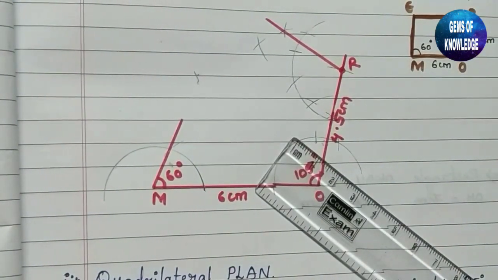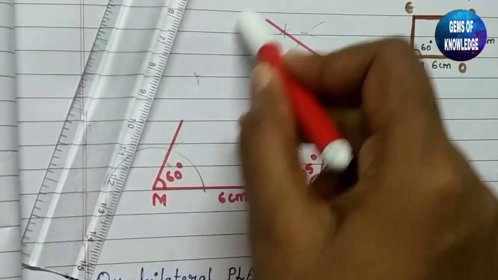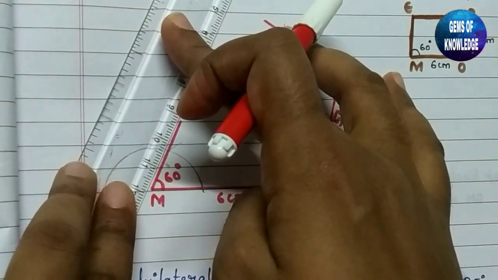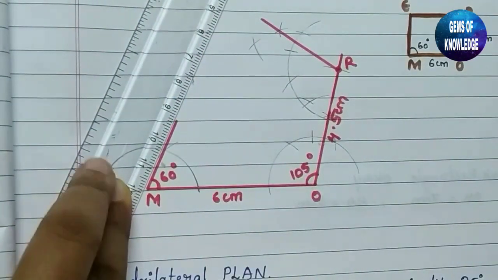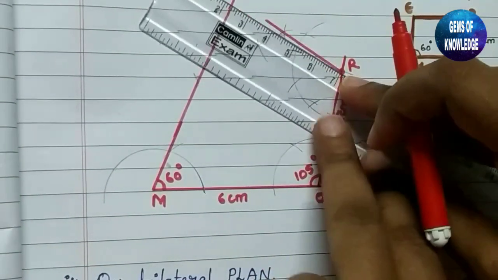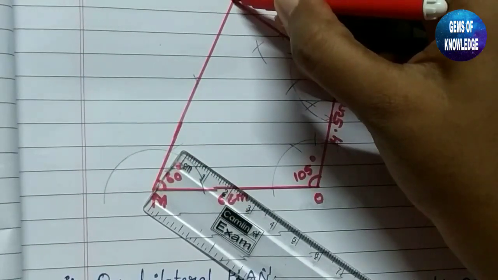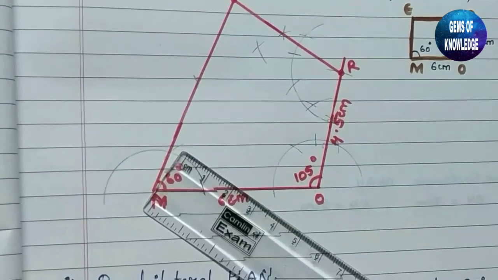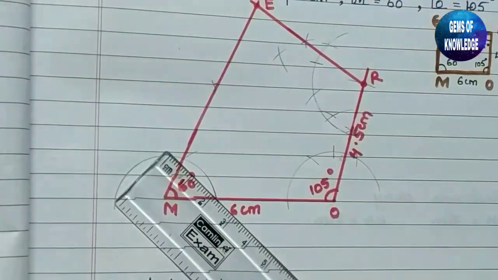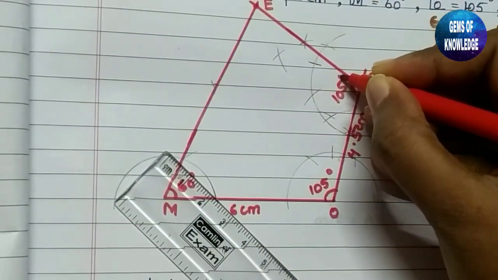Okay. So the last thing we need to do here is extend both the lines so that they meet at a point. You can just see here, I will extend this line as well as this line so that they meet at a point, and this point is nothing but our E. So here we got 105 degree.